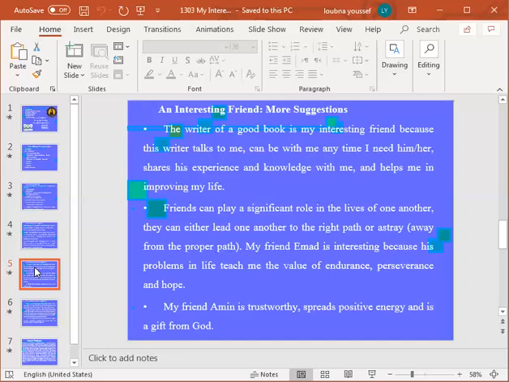My friend Ahmed is interesting because his problems in life teach me the value of endurance, perseverance, and hope. So this is a very interesting topic sentence.